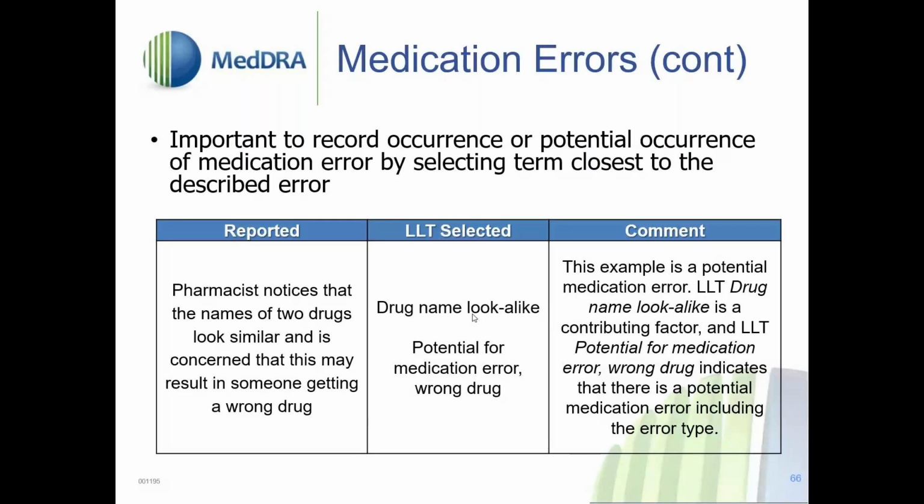So depending on your local requirements, of course, do not omit such information, but capture all relevant information when receiving similar verbatims, and code both the potential for an error by selecting one of these PTs, and also code the contributing factor or factors. Although not being an AE, adverse event, such incidents may need to be included in periodic safety reports.